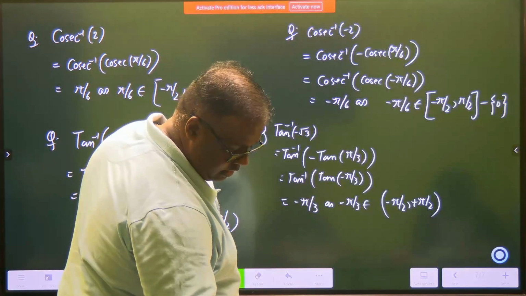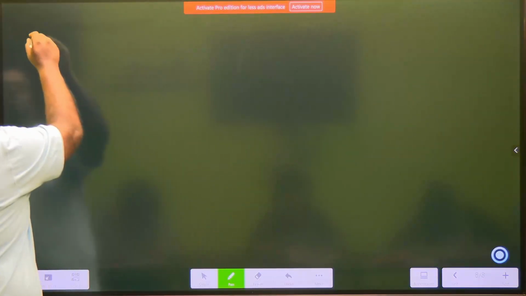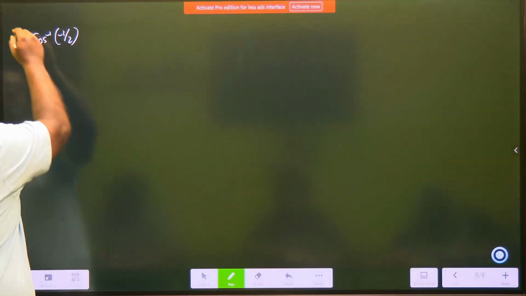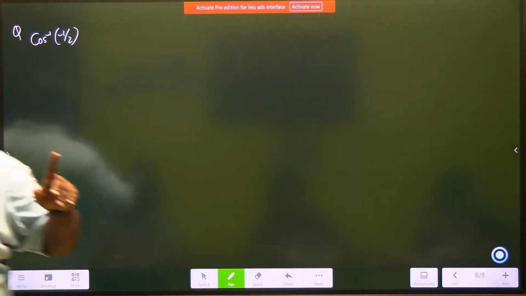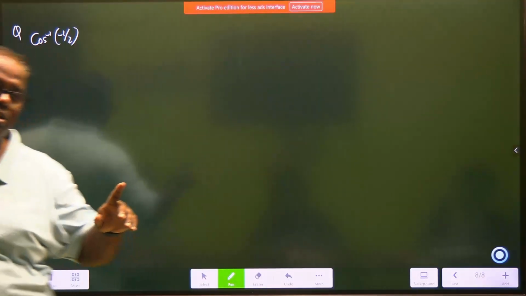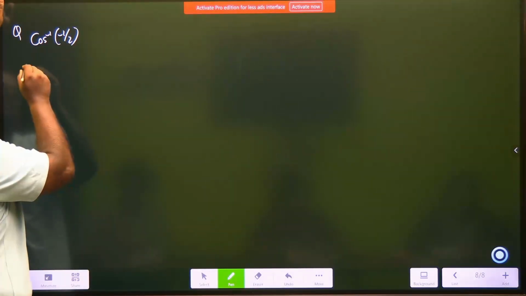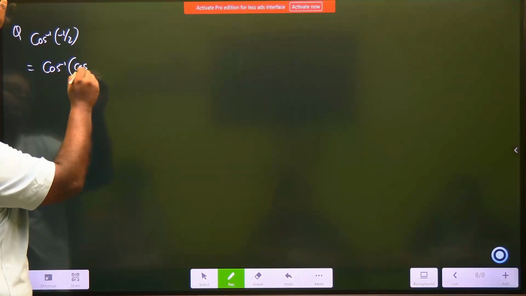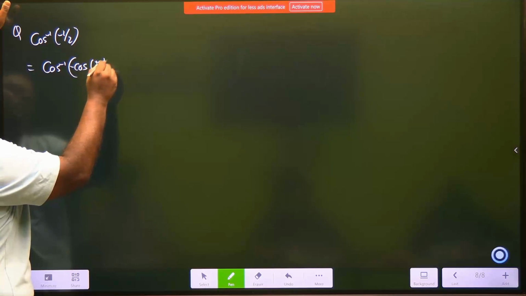Okay. Cos inverse minus half. Be very careful. Now you are getting to cos. Cos is a bad boy. Cos means not an even function, so we will play it with pi. Okay, let's do it. So this becomes how much? Cos inverse of minus cos of 60, so minus pi by 3.